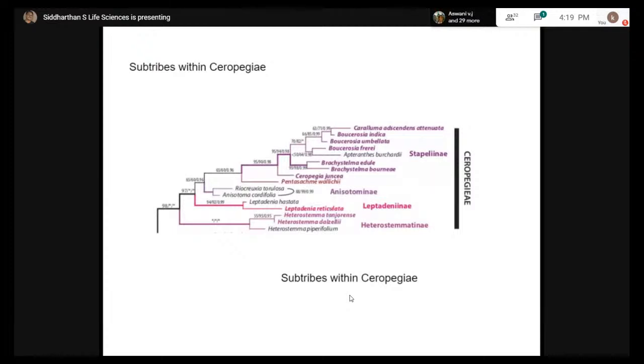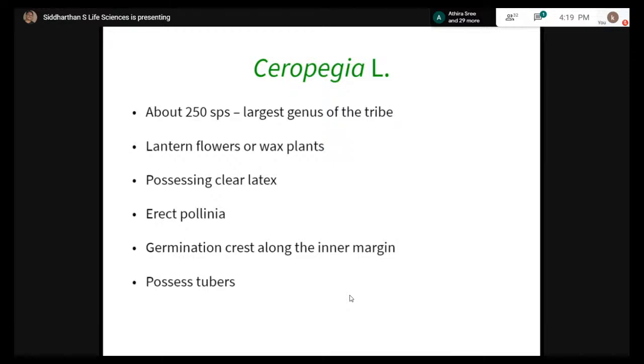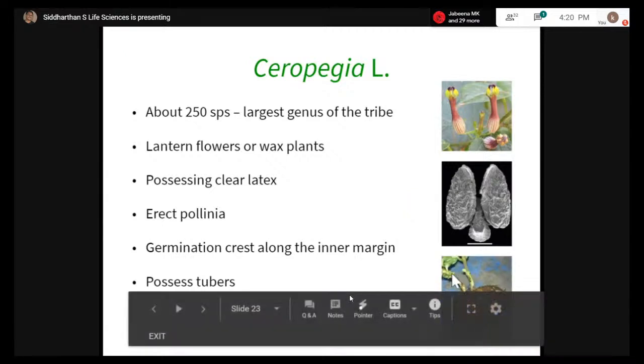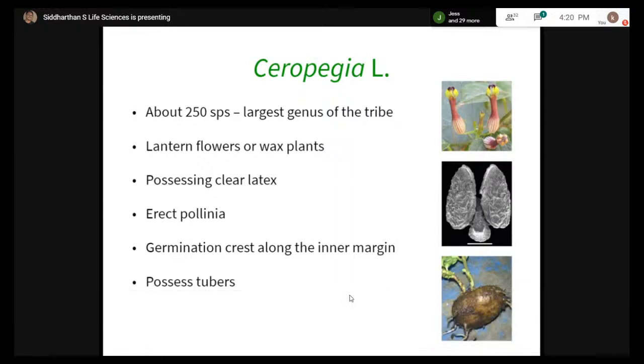So this is the tribe to which Ceropegia belongs. I'll skip this slide. Ceropegia has a diversity of about 200 species in the world, and it's the largest genus of the tribe. Special characters they possess are lantern flowers. Ceropegia looks like this, and the synapomorphies are, they have this tuber, and the pollinia are erect, not like the pendant ones in the previous image I showed. So this characterizes that tribe.